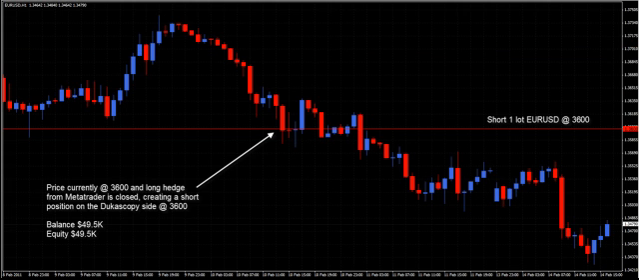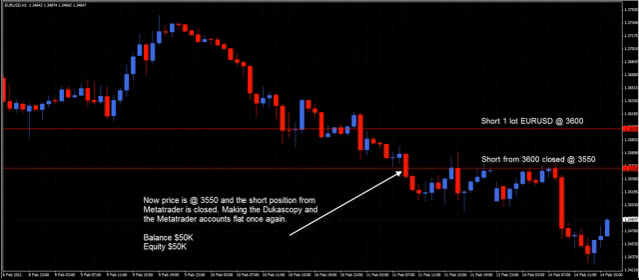Now, price goes to 3,600. If you think back to the MetaTrader chart, you'll notice this is the point where we took off the long hedge. So in the Dukascopy account, you will see a short position at 3,600 because when you close a buy, you essentially sell. So when you close the buy from 3,700, you will be short now at 3,600. In this scenario, your balance is 49,500 and your equity is 49,500.